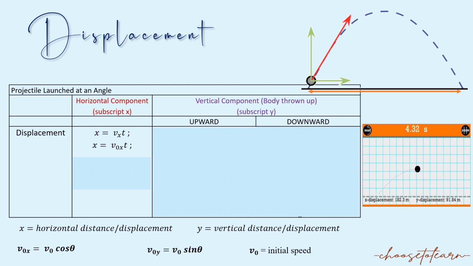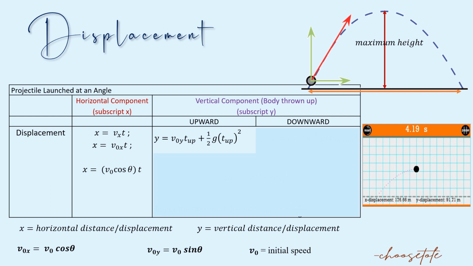Now, what if you don't know the initial horizontal velocity or the final horizontal velocity? Then, we are to use this equation. X equals initial speed multiplied by the cosine theta times the time. How about for the vertical component of displacement? So let's focus first on the upward motion. We will use this equation. Y equals initial vertical velocity multiplied by the time going up plus 1/2 g t squared.